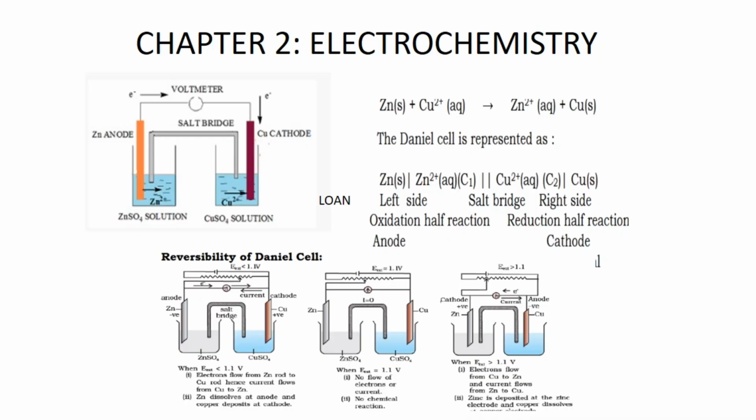We move on to the next chapter, electrochemistry. In electrochemistry, you should know that there is movement of electrons from the more reactive element to the less reactive element. Do learn the word LOAN, which stands for left-hand side, oxidation, anode, and it is the negative electrode. Reversibility of a cell: when external voltage is greater than E0 cell, the reverse reaction will take place.